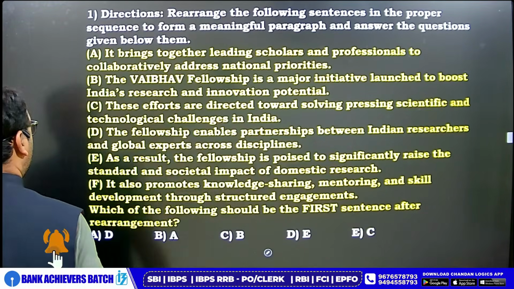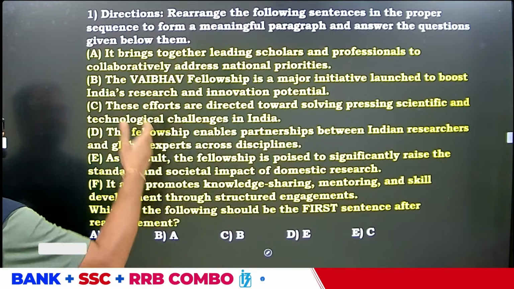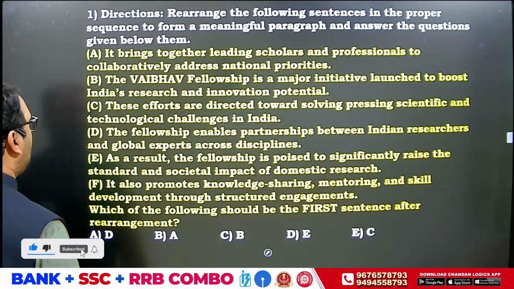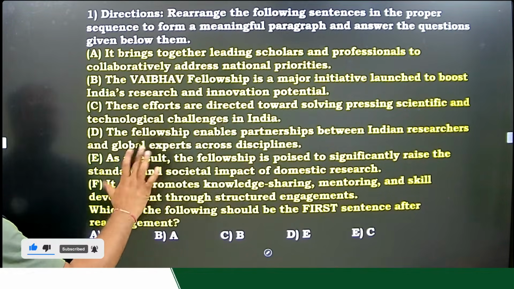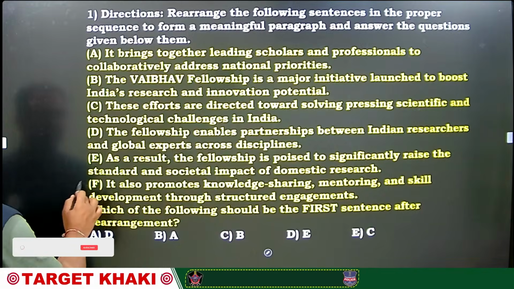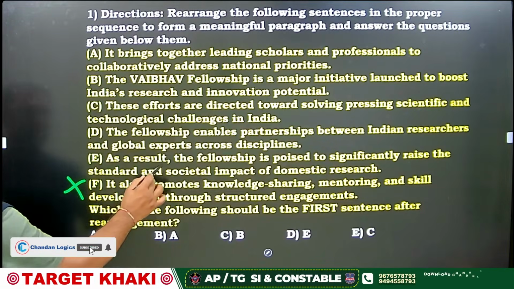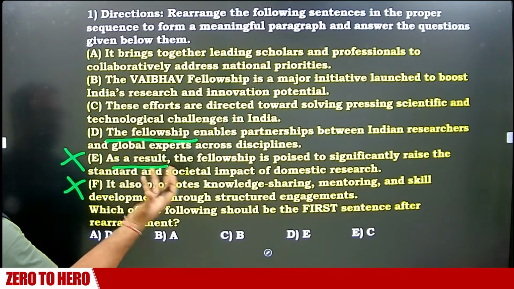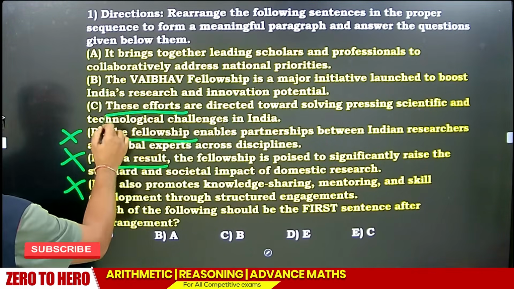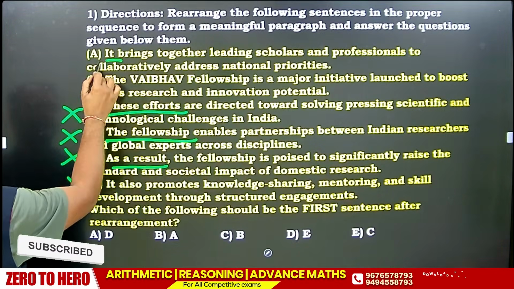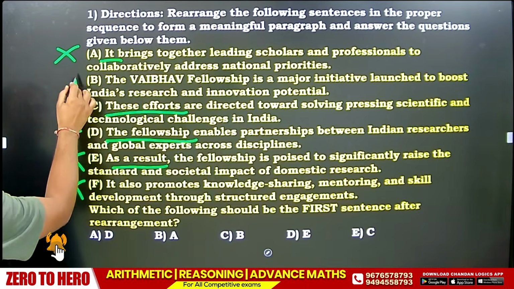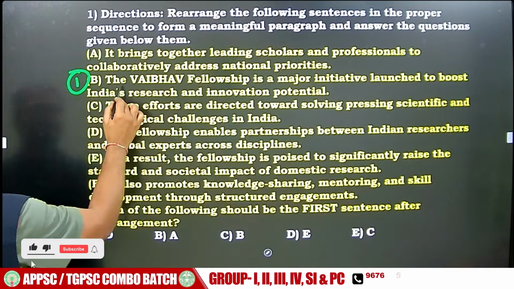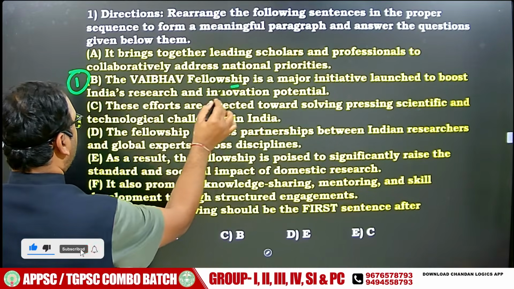Before I go to the next section, I have already revised 2 times, and a third time also I want to give you some shortcuts. A pronoun can't be the first statement. "As a result" can't be the first statement. "These efforts" - which efforts? It is a pronoun, so it can't be the first statement. Identification of the first statement is very easy. So the first statement is the Vaibhav fellowship.